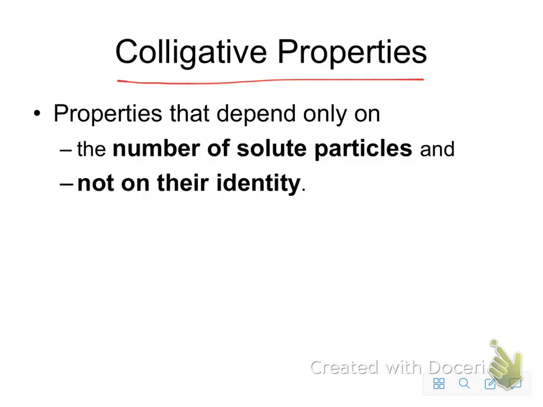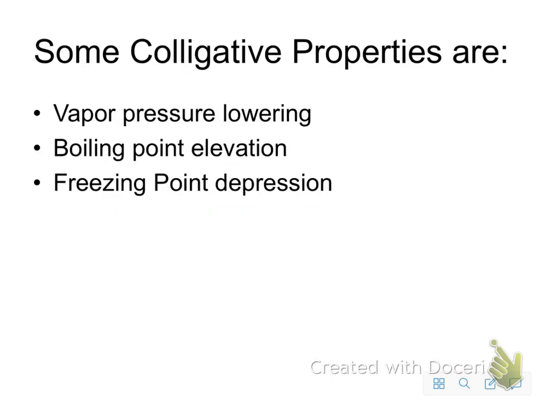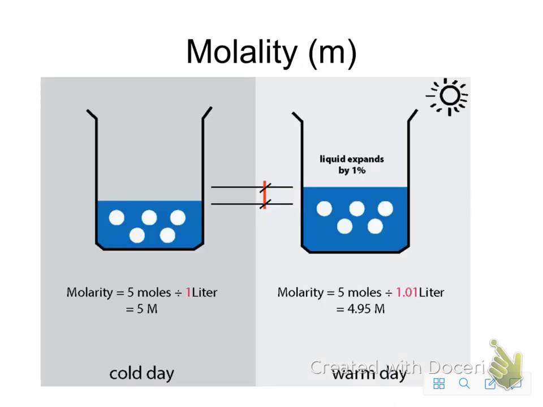So colligative properties are defined as those that depend only on the number of solute particles and not on their identity. So the properties that are affected by the number of solute particles are vapor pressure, and vapor pressure gets lowered. If you can remember these terms, it will help you remember which way things go. Vapor pressure gets lowered, boiling point gets elevated, and freezing point gets depressed.